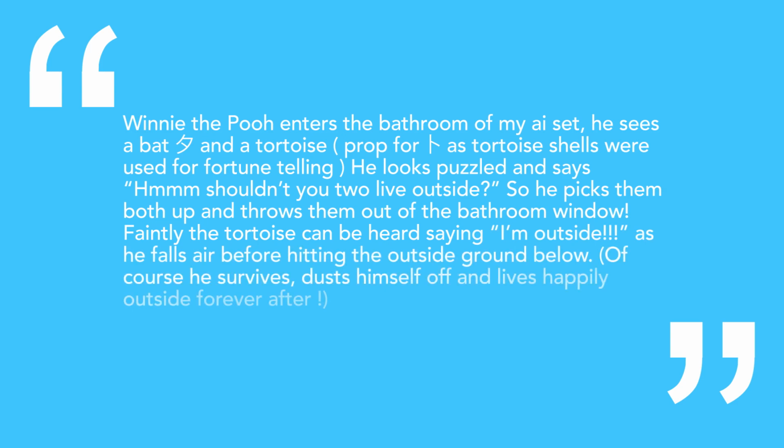Winnie the Pooh enters the bathroom of my AI set. He sees a bat, as in the animal bat, and a tortoise, which is the prop that she used for Boo. We oftentimes imagine magic wands, but of course she said that tortoise shells used to be used for fortune telling, and so that's what Boo means. So we've got the bat and the tortoise.